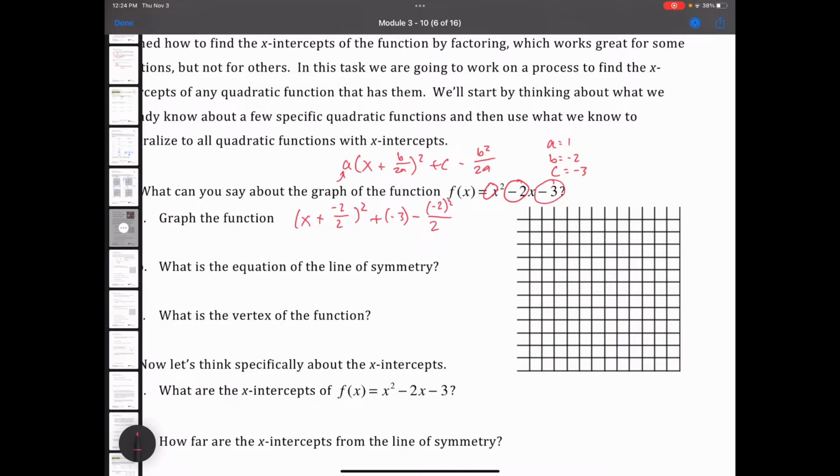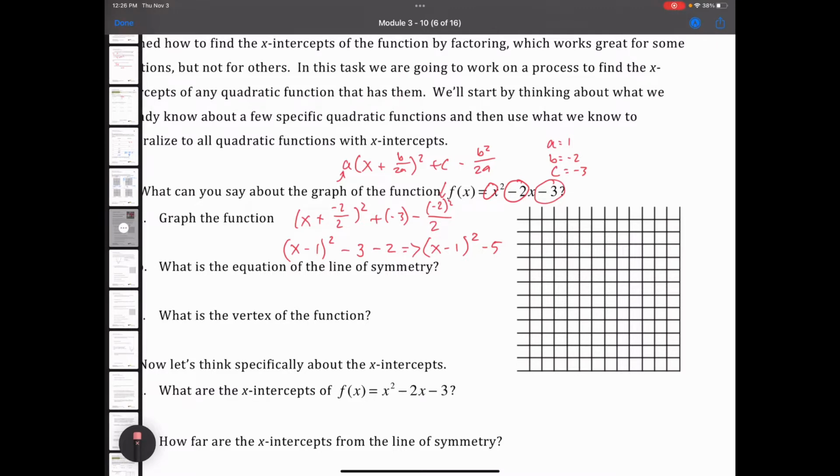And now I can go ahead and simplify. So in here I have x minus 1, because negative 2 divided by 2 is just negative 1. Outside I've got plus a negative 3, which is just minus 3. And then I have this negative 2 squared, which is positive 4, divided by 2 is 2, but a negative sign out front. So I've got minus 2 again there at the end. So my entire vertex form will be x minus 1 quantity squared minus 5. Okay, so my vertex should be at 1 comma negative 5.